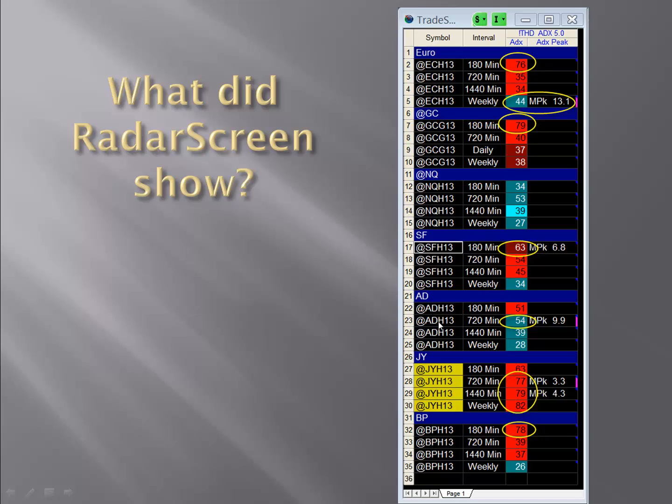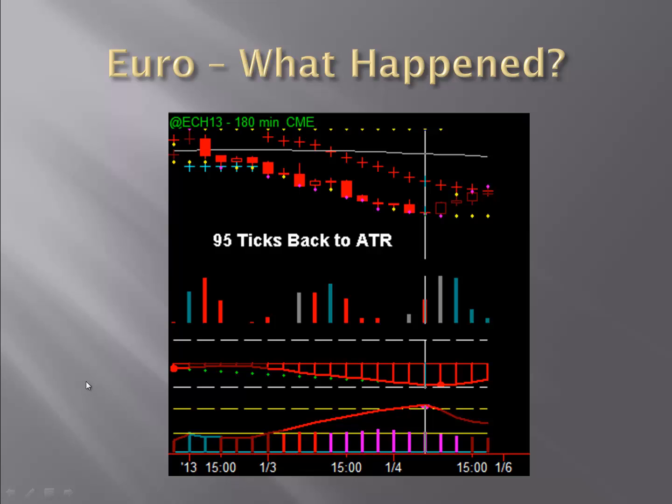Now the Aussie, this is one that you would need to look at because there had been a Magenta Peak that was blue, meaning it was forming a downtrend. As you can see on the 180, it was because it was over 51. This is going to be important when you start looking at the charts. Then on the Japanese yen, we had the 720, the 1440, and the weekly, all with high ADX values. We also had the British pound 180 with a high ADX value. So let's see what happened.